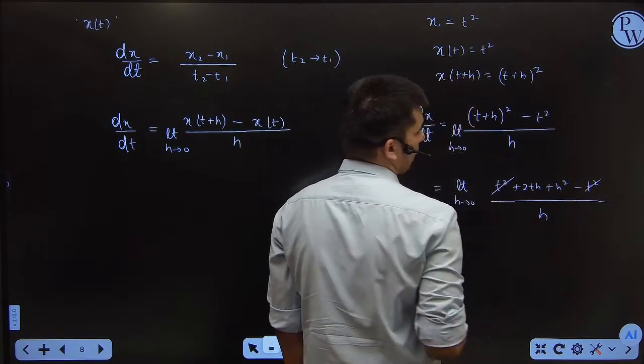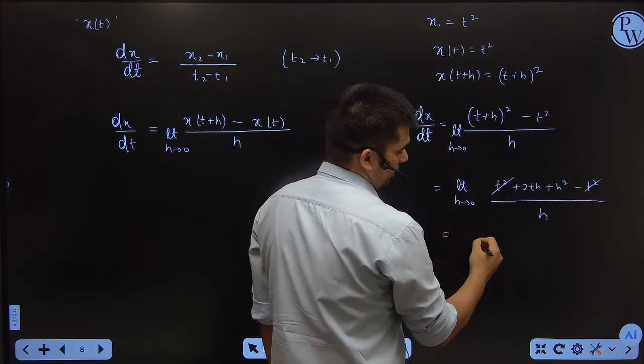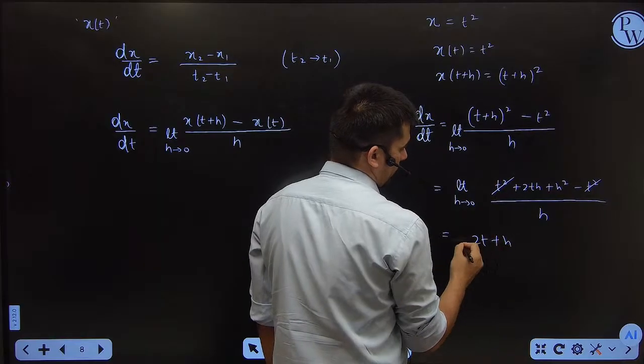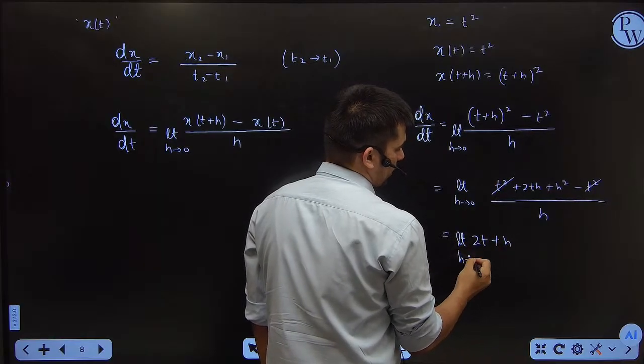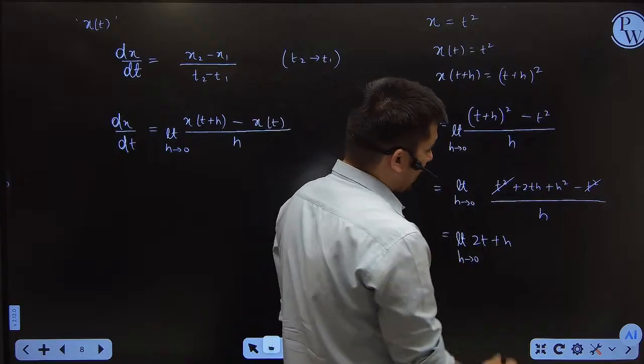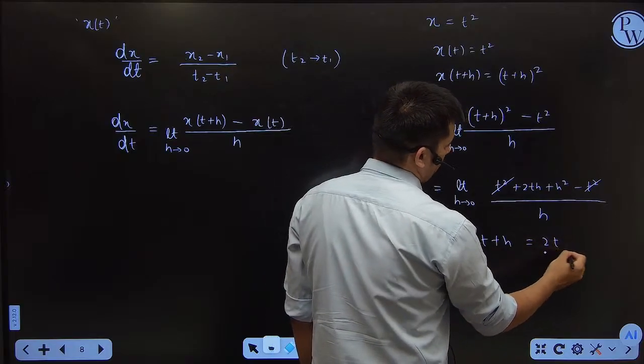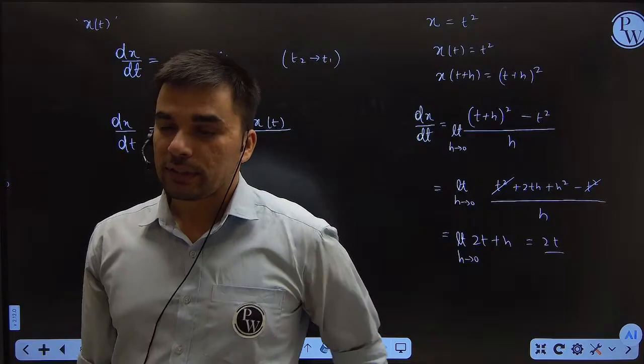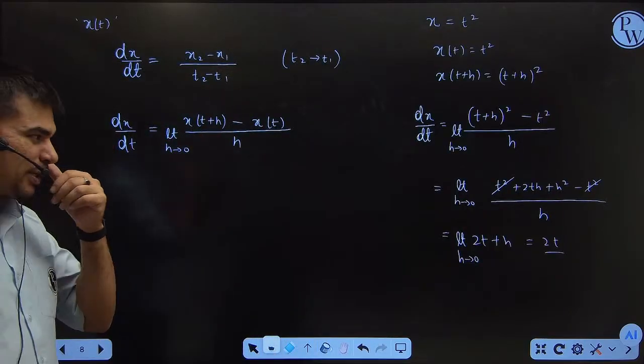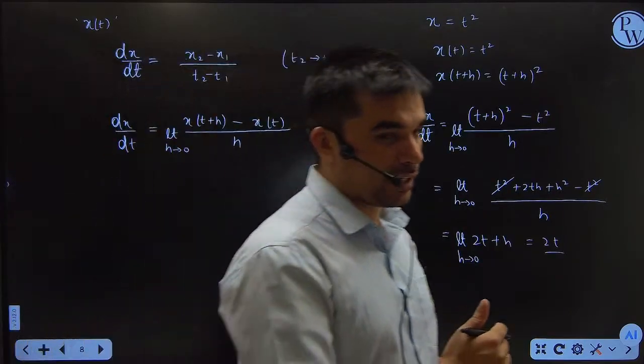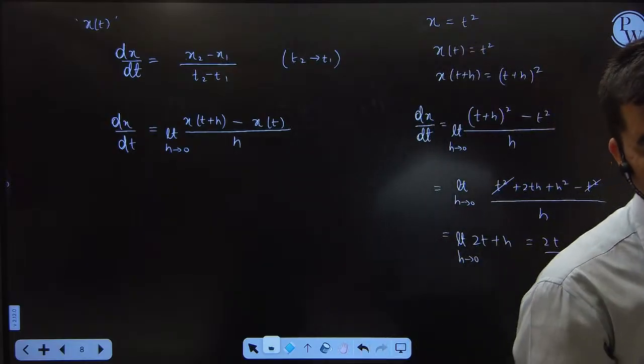This t square is getting cancelled out. Finally, what are we left with? 2t plus h, right? And limit h tending to 0. So the final answer for this is coming out as 2t. Okay, so this is differentiation from first principle. Using the basic principle, we are deriving the value of derivative of t square with respect to t.